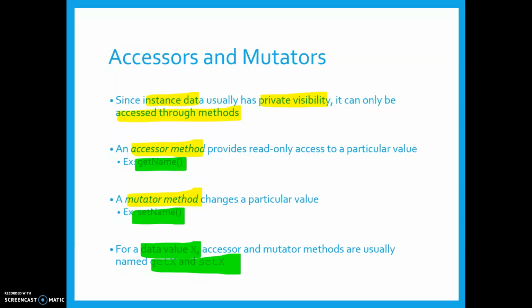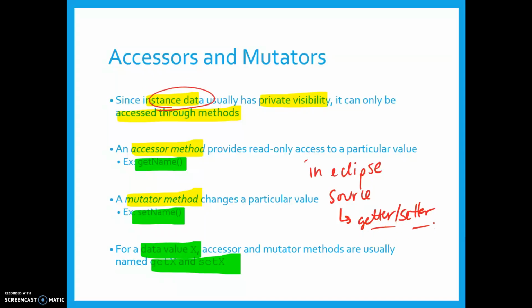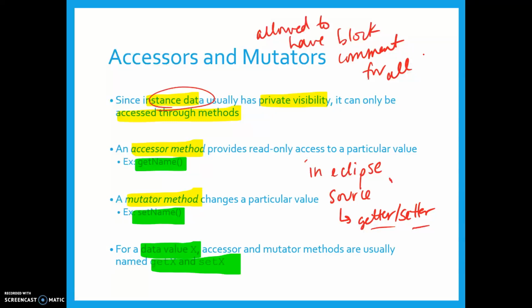And if you recall, we showed you how in Eclipse, if you go to the source menu, then there is an option to generate your getters and your setters, and you are allowed to use this feature. So after you've set up your class and you have all your instance variables, you can go ahead and do this, generate getters and setters, and it will take care of it for you. Also, for getters and setters, you are allowed to have a block comment for all. Basically meaning you don't need to do method headers for every single one of them. Just do one general method header that you are doing your getters and your setters.